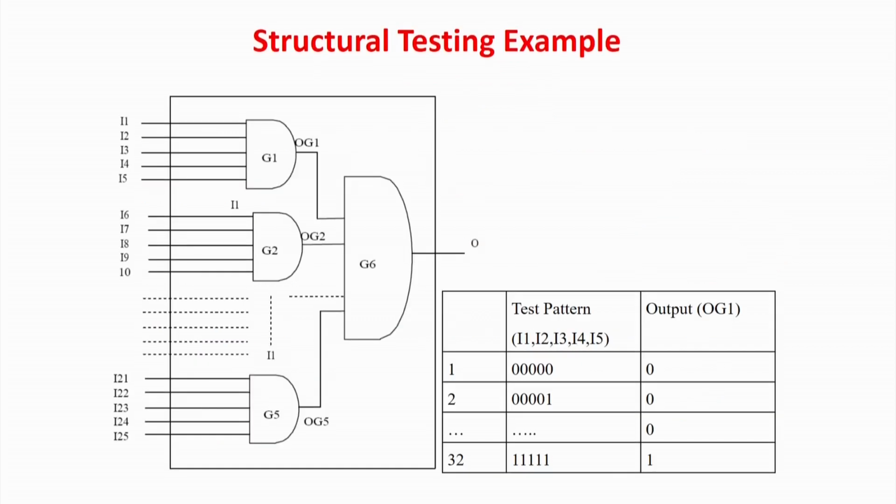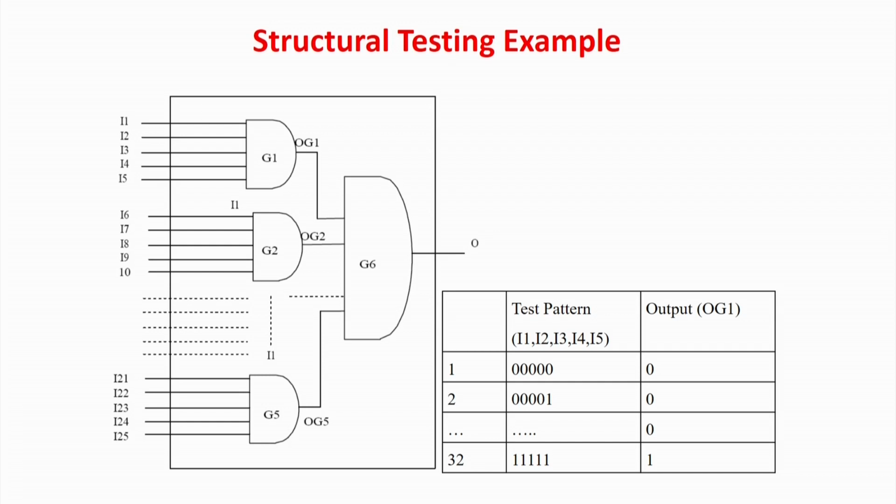I will take an example. Maybe this is my circuit, with 25 inputs and 1 output. In the last case, I gave 2 to the power 25 inputs and did the functional test. Once the chip is functionally tested, I am very happy that everything is properly done. But now, what is structural testing? Because anyway I cannot apply that many patterns.